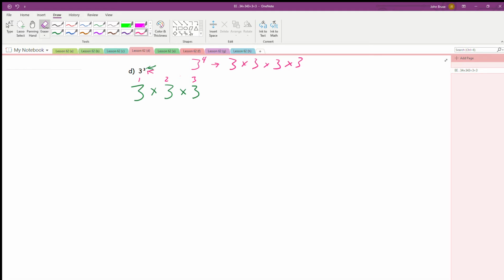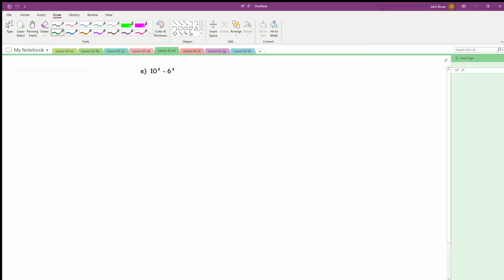So we're going to go ahead and solve 3 times 3 times 3. Well, first thing I'm going to do is solve 2 of them, and then I'll take that product and multiply it times 3. So 3 times 3 is 9. So that goes there. And then this one here, we're going to add down here. So 9 times 3 equals 27. Circle our answer. All right, let's go to E.